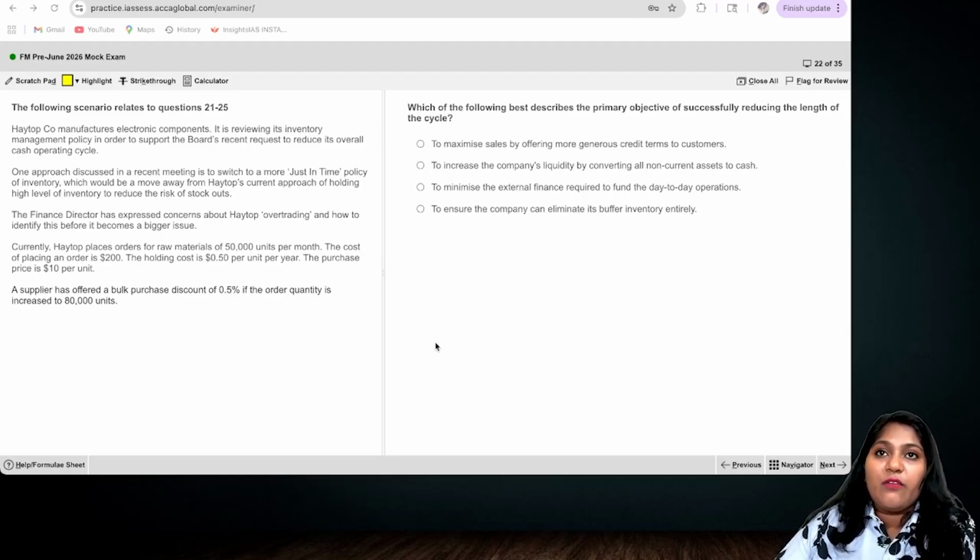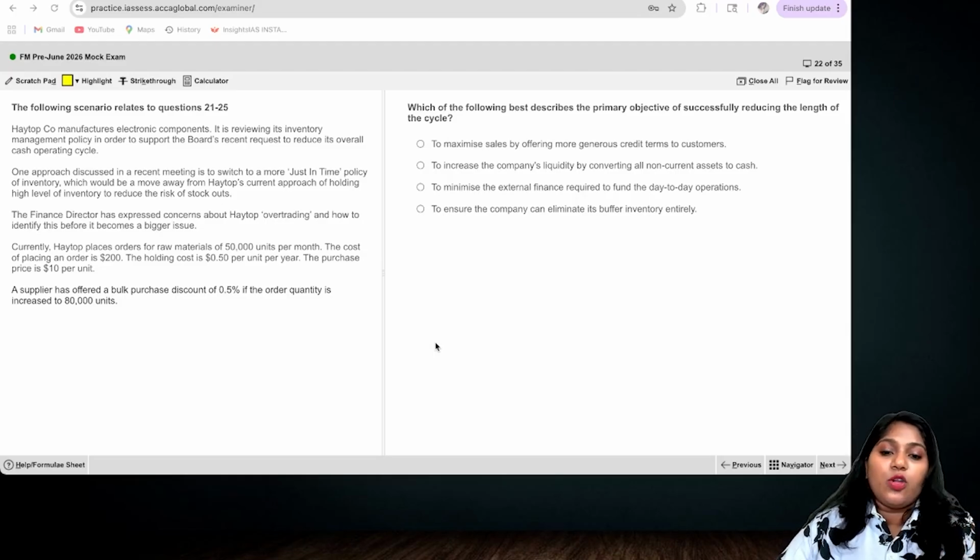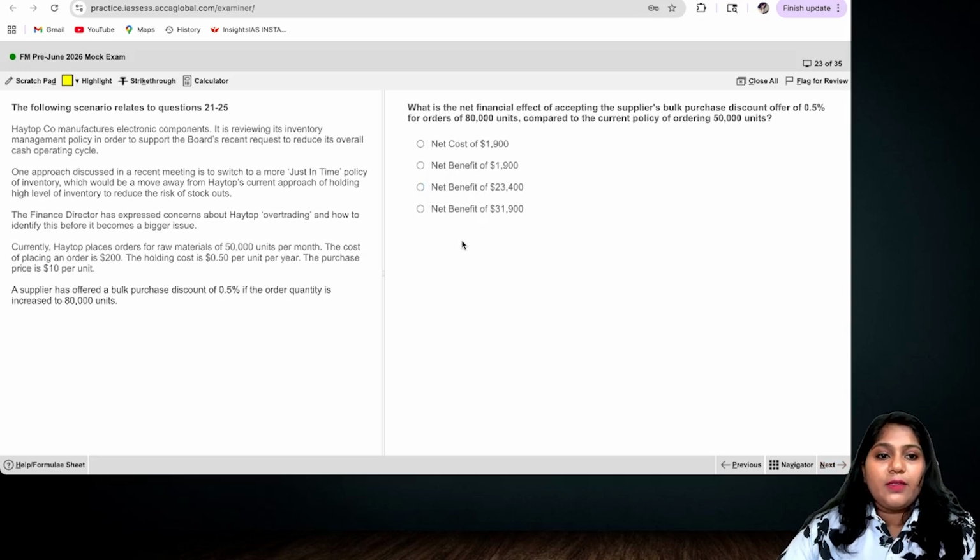So, I mean, if you reduce it, they're not asking the cost to reduce it. They're asking what happens after reducing it. If you reduce it, you'll have more cash to fund your internal operations instead of you going and taking a loan or overdraft. So the answer has to be option C. Right? Yeah. Let's move to the next one.